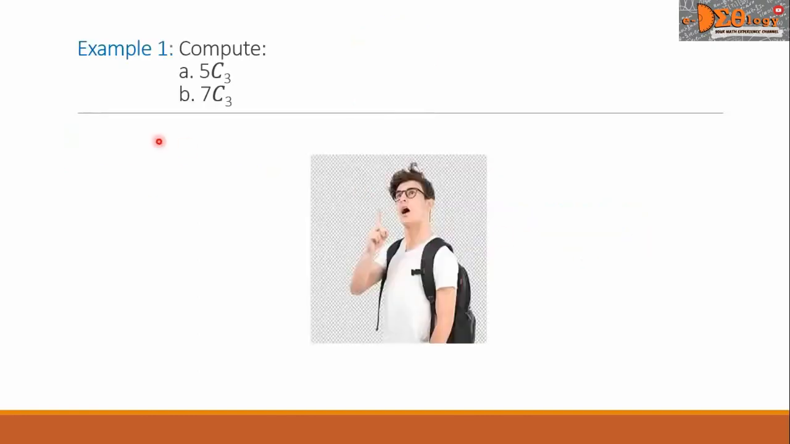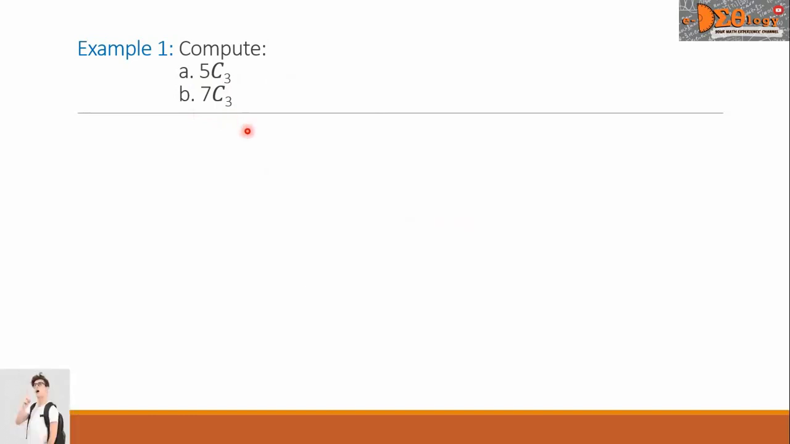Let us see some examples. Example 1. Compute, letter A, combination of 5 items taken 3 at a time. Letter B, combination of 7 items taken 3 at a time. First, let us write our formula. Let us begin with letter A problem.